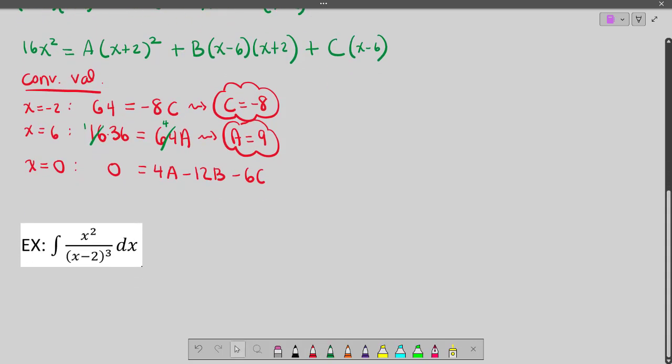What do you think we're going to do? So plug in C and A and isolate B. So C and A. So we're going to plug in, let me write that out just to make sure you're seeing that. So that's 4 times 9 minus 12B minus 6 times C, which is negative 8.